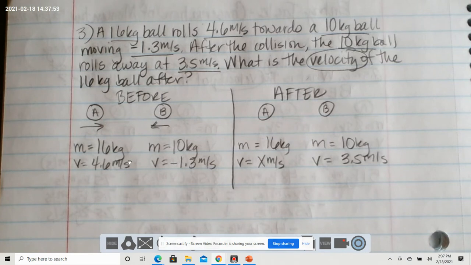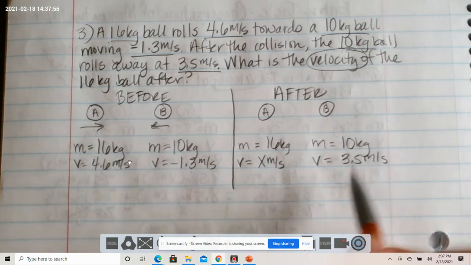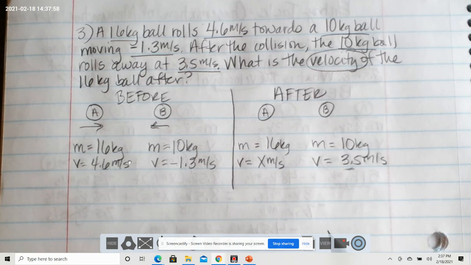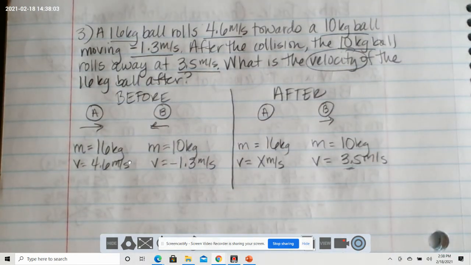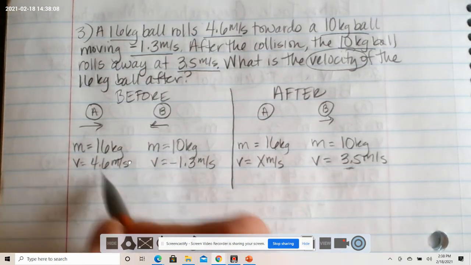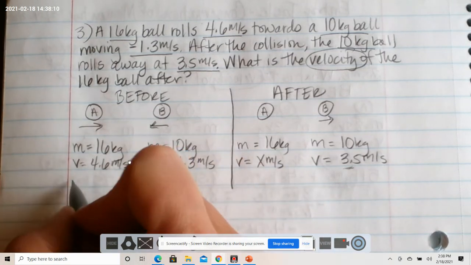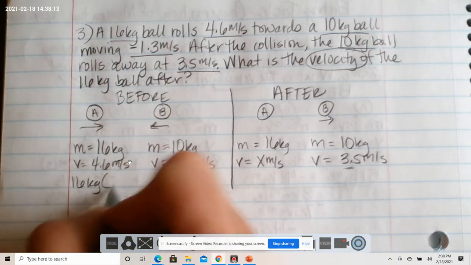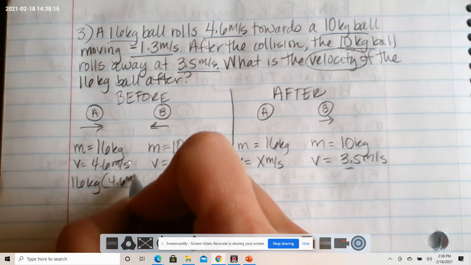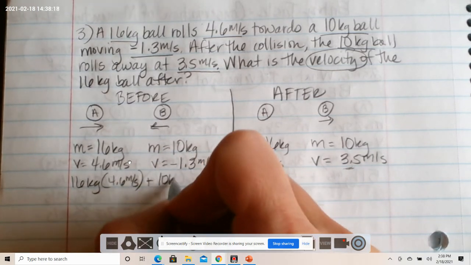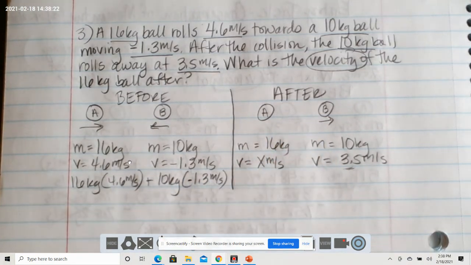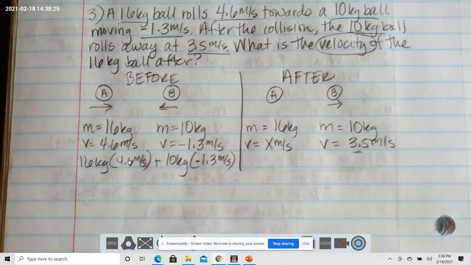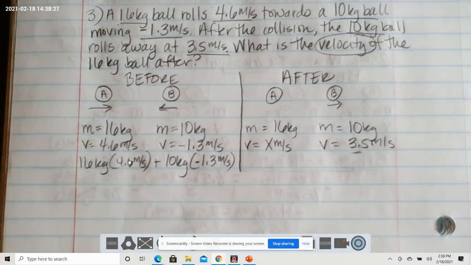So we've set it up before and after. We already know the direction of ball B because it's positive 3.5, so it'll be going to the right after. We just need to find out which direction A will be going and what is that velocity. So again, mass times velocity plus mass times velocity. So 16 kilograms times 4.6 meters per second plus 10 kilograms times negative 1.3 meters per second. So I'm going to multiply first my two and then add them together after.